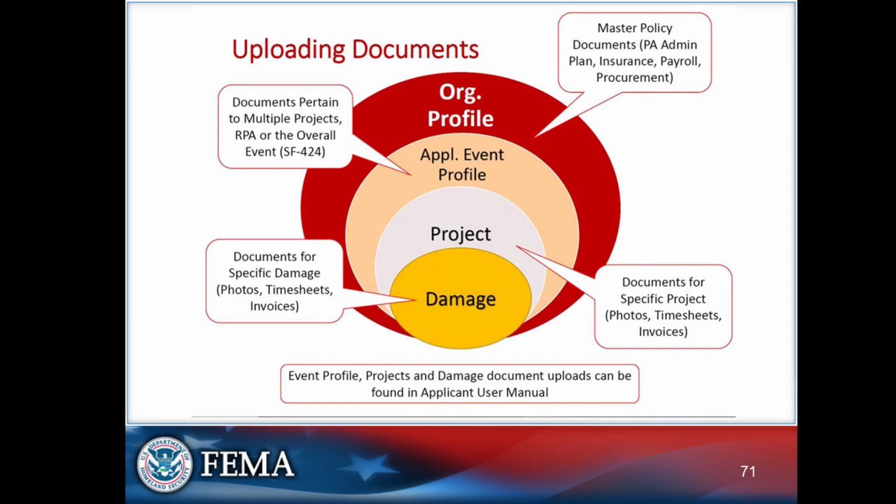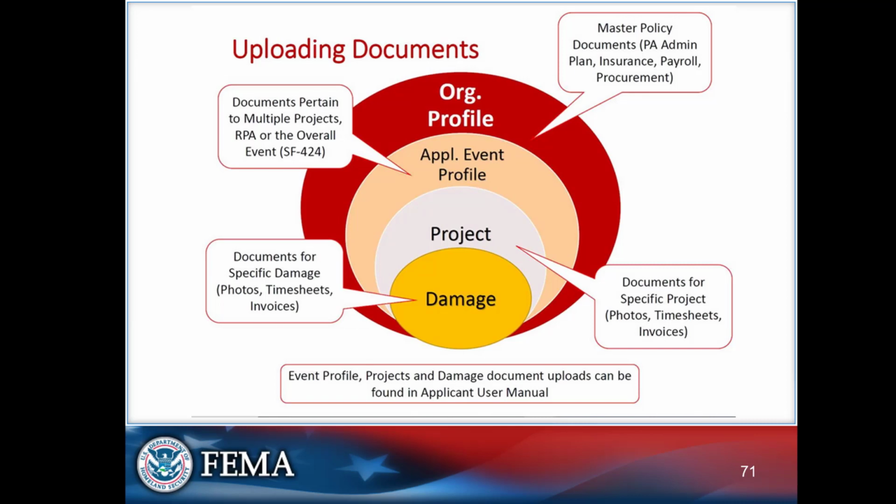The next level down is the applicant event profile. So these would be documents that pertain to the specific event that occurred within your organization. So this might include the request for public assistance or an SF-424. The next level down is the project level. So this would be documents related to specific projects underneath a specific event for your organization. This might include things like photos, timesheets, or invoices.